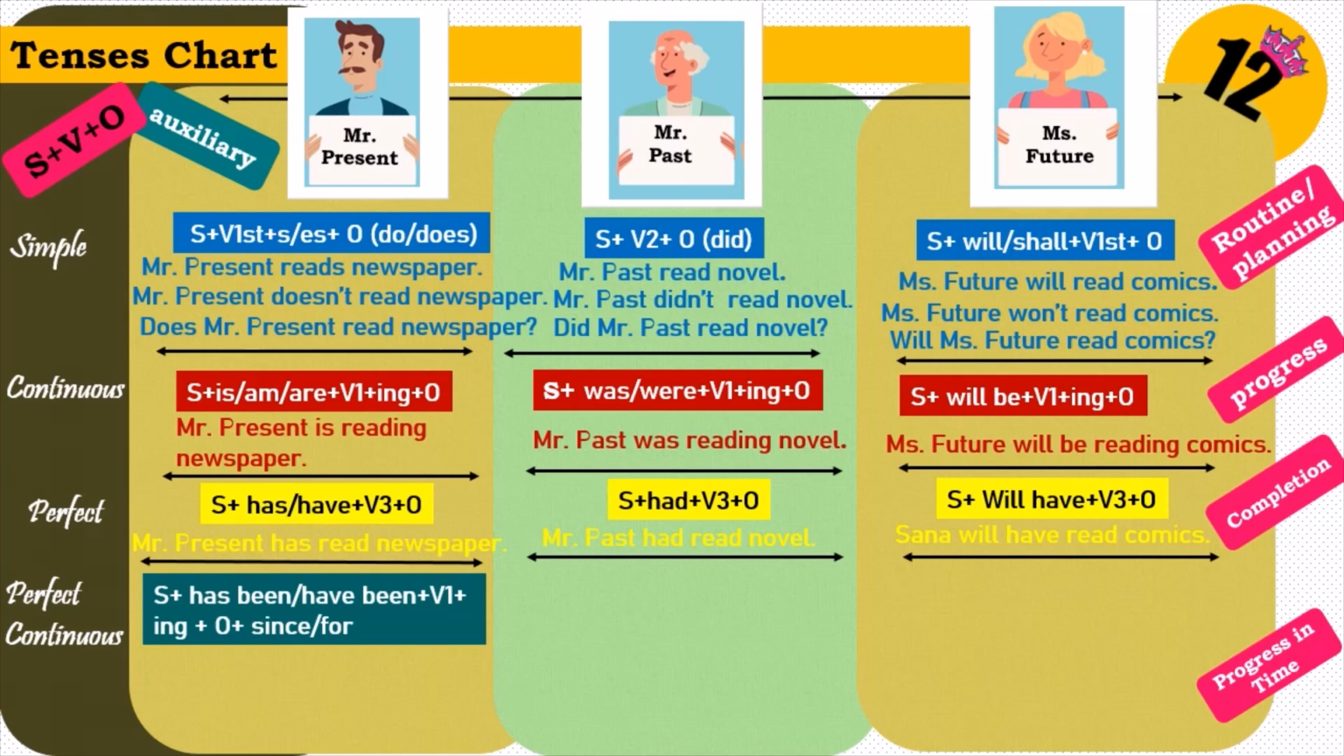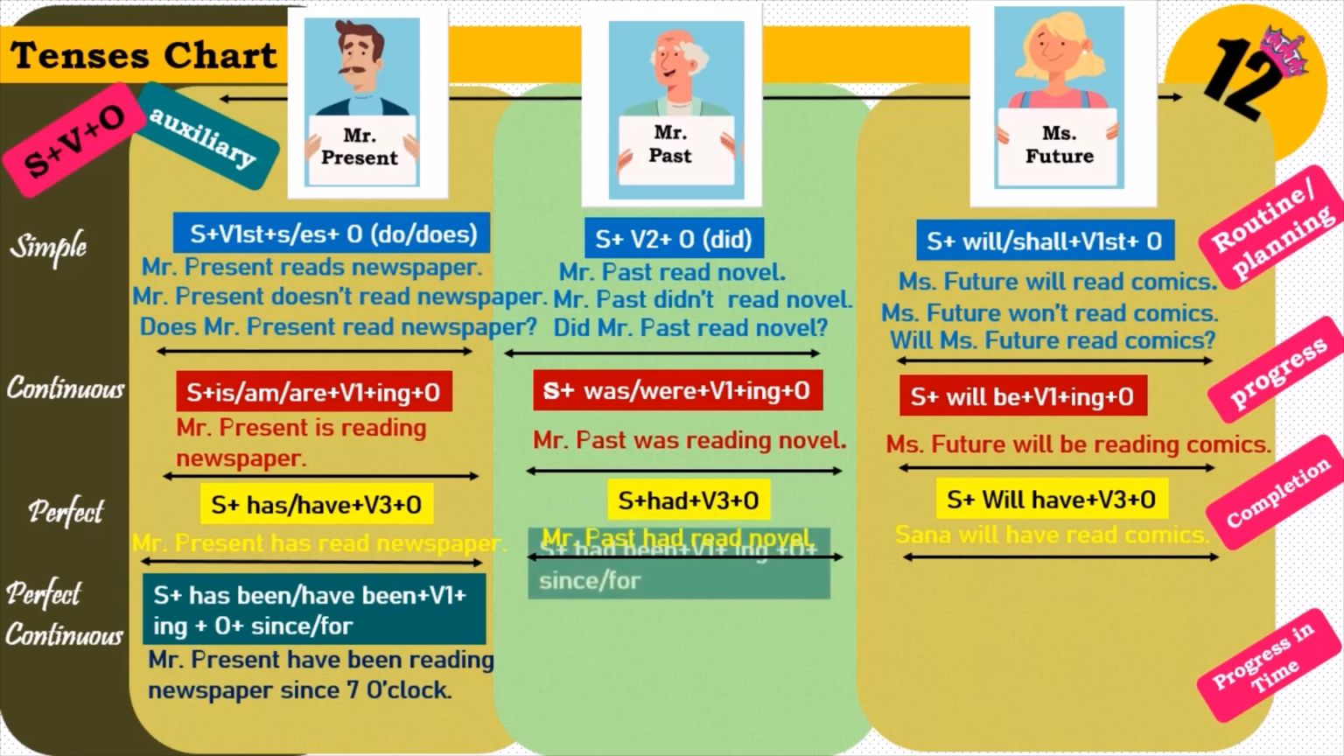And do remember, with the continuous we usually place first form of the verb and with the addition of ing. Here in this sentence we use the feature of since and for. In the next slide we are going to discuss this portion in detail. So the sentence is Mr. Present have been reading newspaper since 7 o'clock.